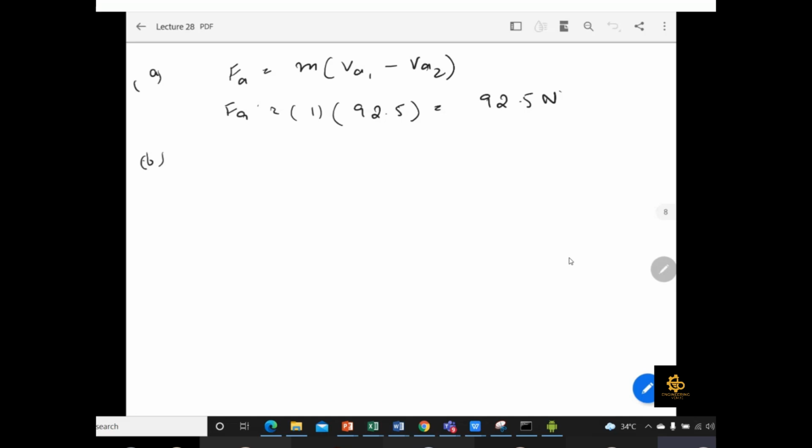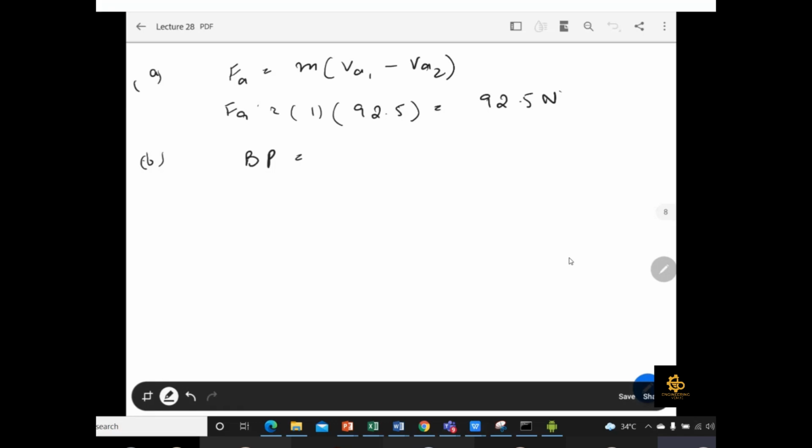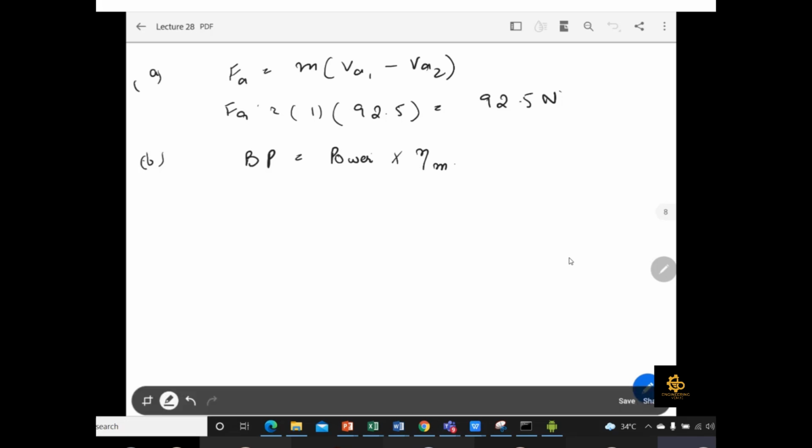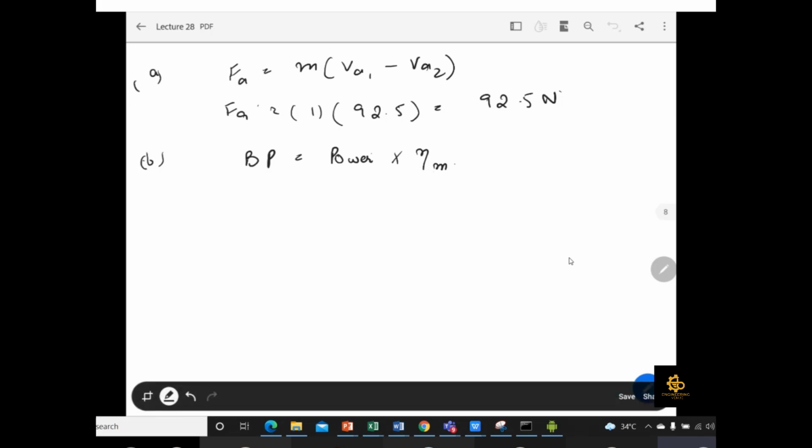So part B, brake power. Whenever we denote brake power, it means the power after there will be some friction losses. If there are friction losses in your turbine blades, from that we can calculate the brake power if the mechanical efficiency is known to us, or otherwise we can find the mechanical efficiency as well. So here the simple formula is the power developed into mechanical efficiency, eta mechanical. This mechanical efficiency is mentioned in the question as well.